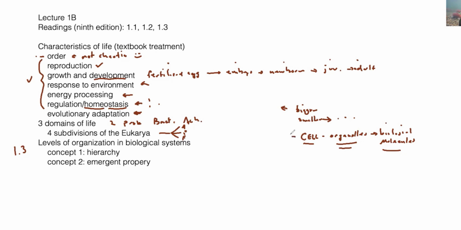Right? You can go bigger. You can say cells in a multicellular organism are organized into tissues. Tissues are organized into organs, organs into organ systems. And then we've got the multicellular organism. Okay. This is the fish in the diagram from 1.3.